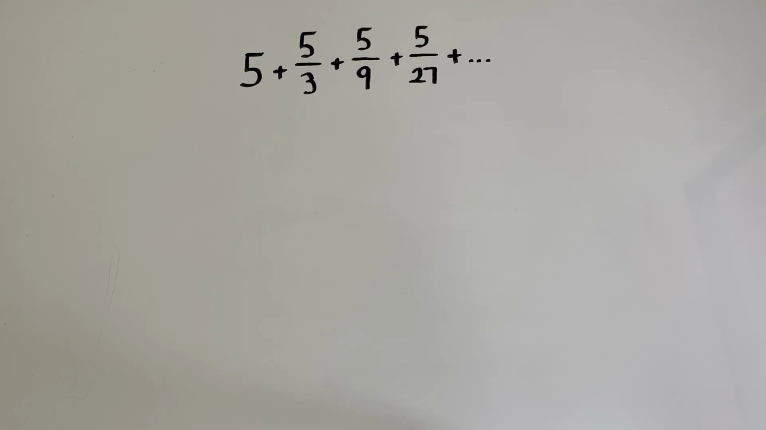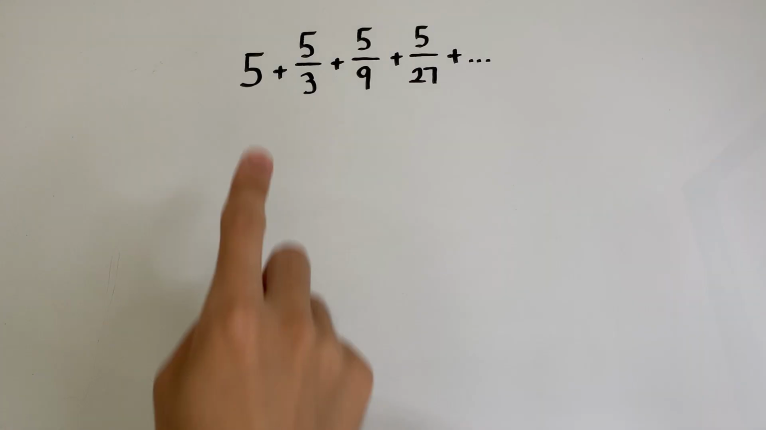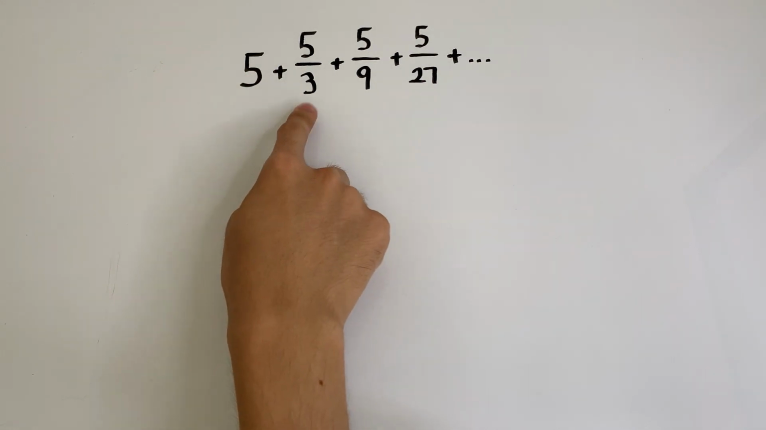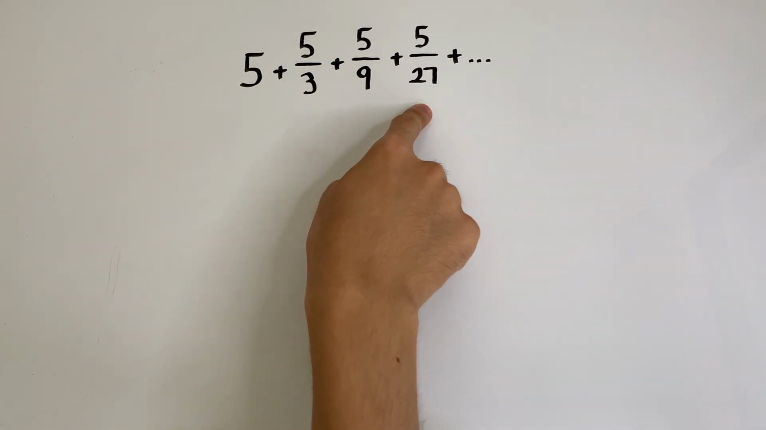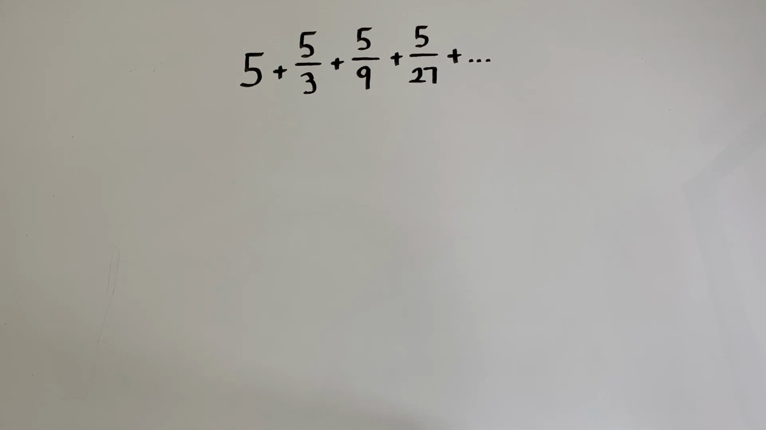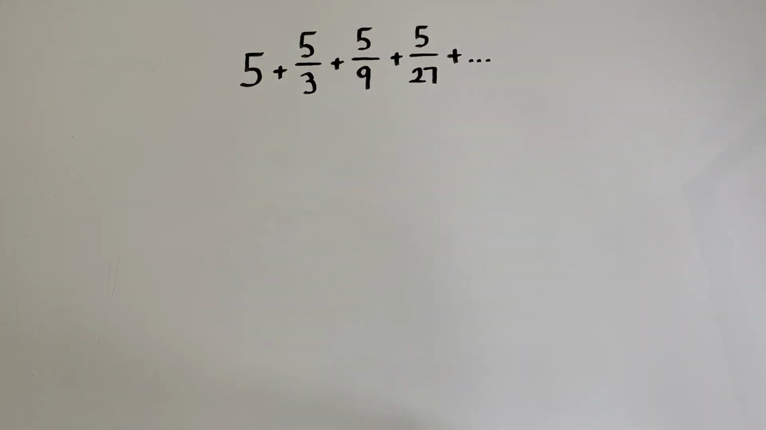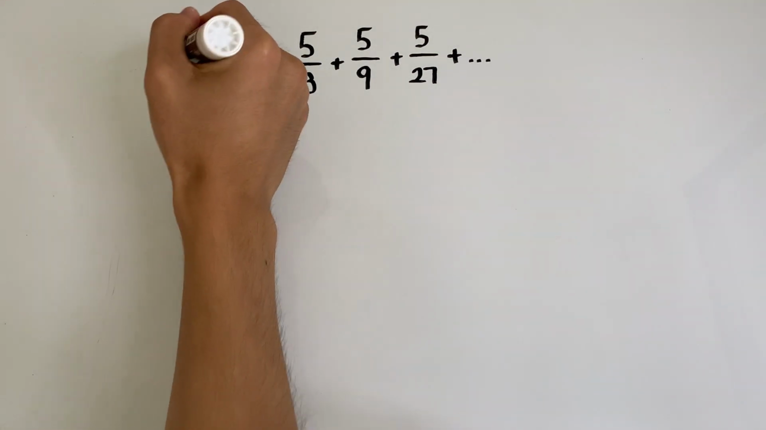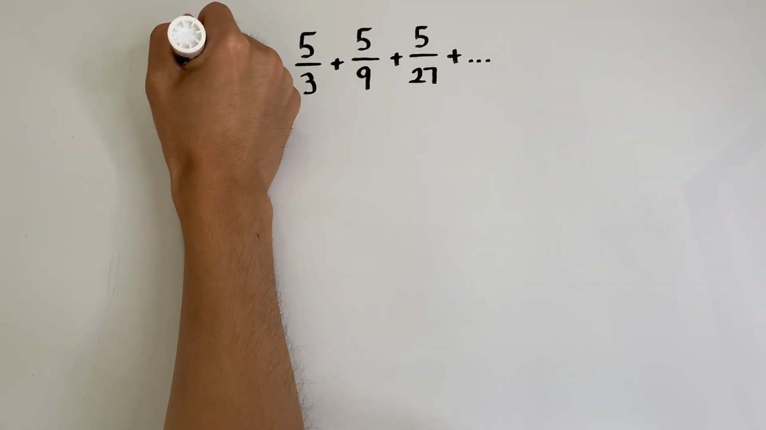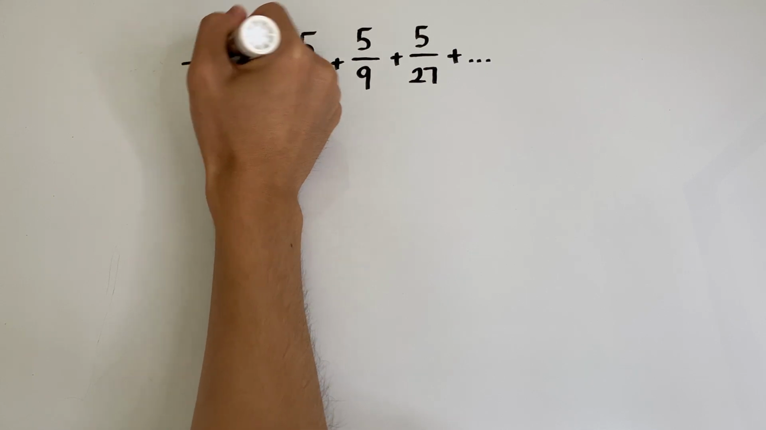So now we have another infinite geometric series that goes 5 plus 5 over 3 plus 5 over 9 plus 5 over 27, and it just continues. So what does this equal to? Now we're going to be doing the exact same thing that we've been doing all along. We're going to multiply this series by the common ratio to get a new series, and then we're going to subtract the two. So we're going to start off by calling this whole series T.